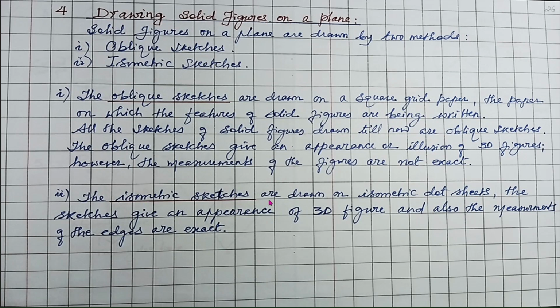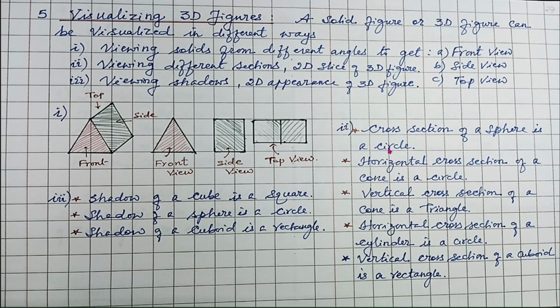Then we also can use isometric sketches. Isometric sketches are drawn on isometric dot sheets. They are the sheets with dots in which the dots are placed at equal distances, and the sketches give an appearance of a 3D figure, and also the measurements of the edges are exact. Remember that. Now visualizing 3D figures. A solid figure or 3D figure can be visualized in different ways. We can view the solid figures from different angles. We can view the different sections of the solid figures, and also we can view the shadows, which give us the 2D appearance of 3D figures.